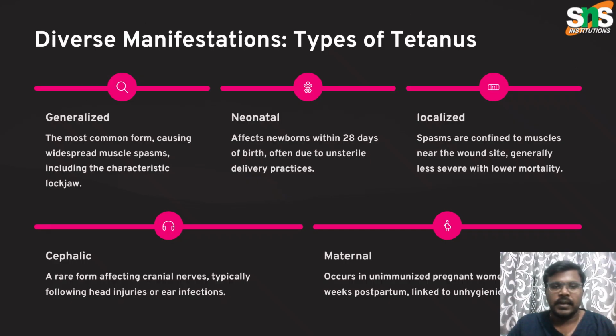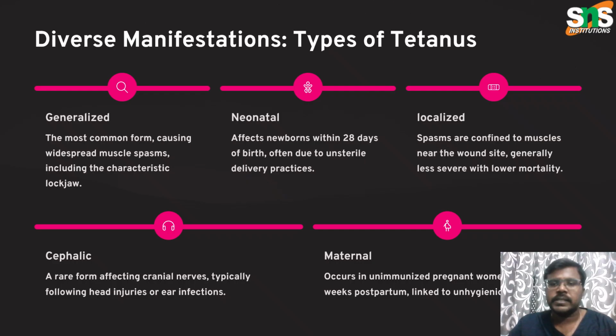There are five types of tetanus: generalized tetanus, neonatal tetanus, localized tetanus, cephalic tetanus, and maternal tetanus. Generalized tetanus is the common type, causing widespread muscle spasm, and it includes lockjaw. Neonatal tetanus affects newborn babies within 28 days, due to unsterile delivery practices.